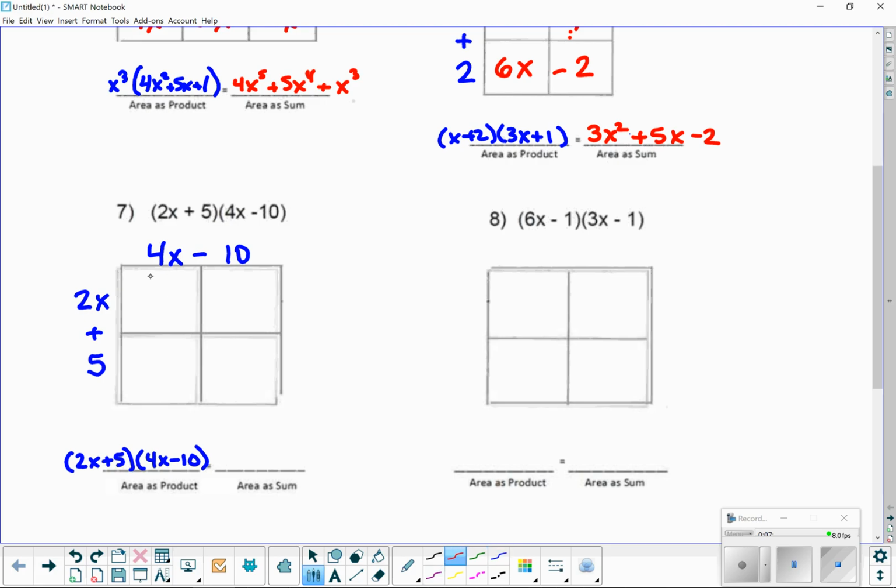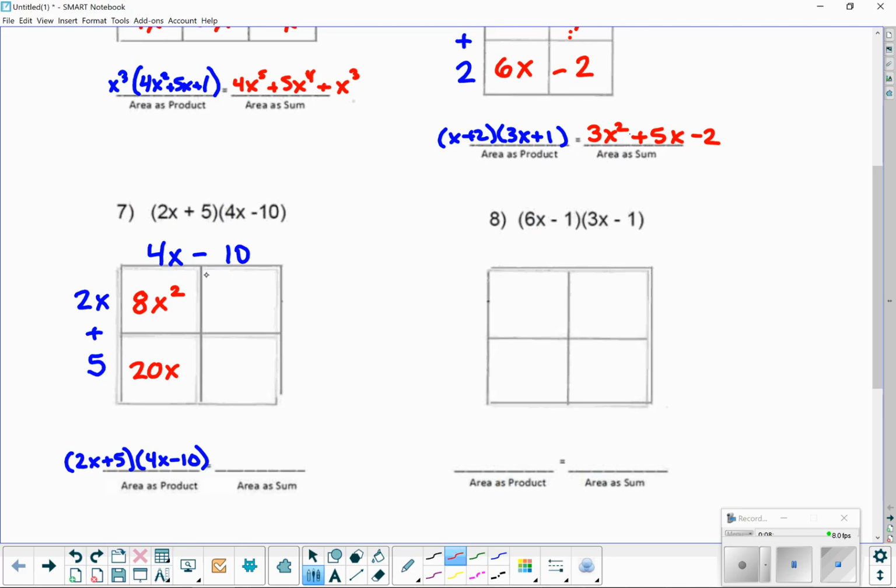2x times 4x, we're going to talk about what's in here. 2x times 4x is going to give me 2 times 4 is 8. x times x is x squared. Okay, then I try to figure out what goes in here. That's 5 times 4x. So 5 times 4x is 20x.